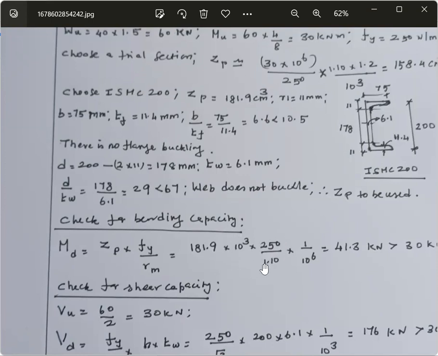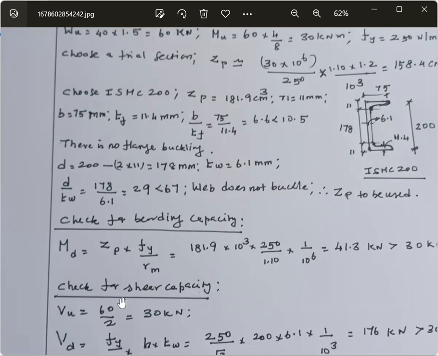To get a decent value in kilonewton meter, let us divide this by 10 power 6. For converting this Newton millimeter to kilonewton meter, divide this by 10 power 6 so that you get 41.3 kilonewton meter. This is 41.3 kilonewton meter, not kilonewton. This is a mistake. 41.3 kilonewton meter is greater than 30 kilonewton meter. So bending capacity check is okay.